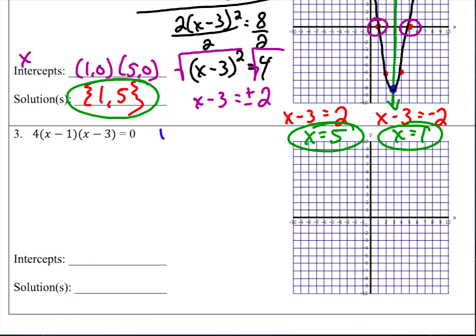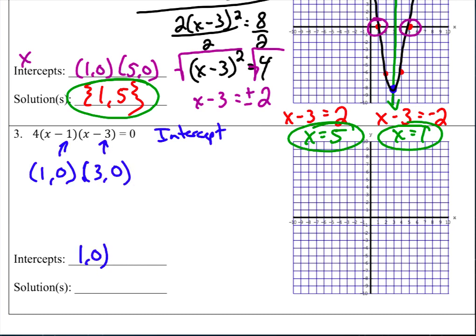All right, last one. It's in intercept form. So we should very easily be able to find those intercepts. I know it's going to cross at an x of 1 and 0, and then an x of 3 and 0. I don't know why I keep wanting to write the x instead of the 3. We're just taking those values that are being subtracted from x. So those are my intercepts, 1, 0, and 3, 0. So my solutions are going to be 1 and 3. Okay. But we still want to go ahead and graph it as well.